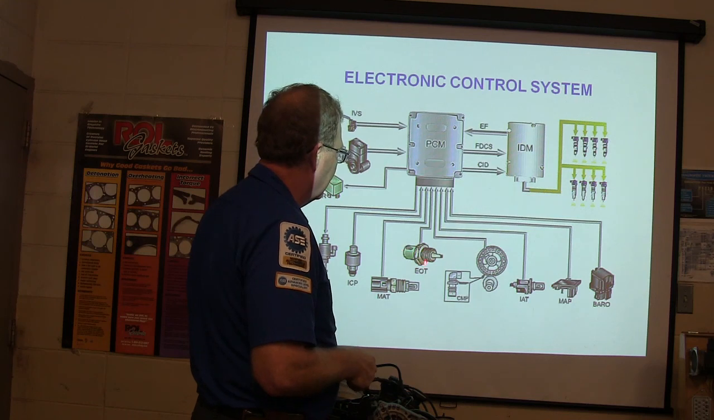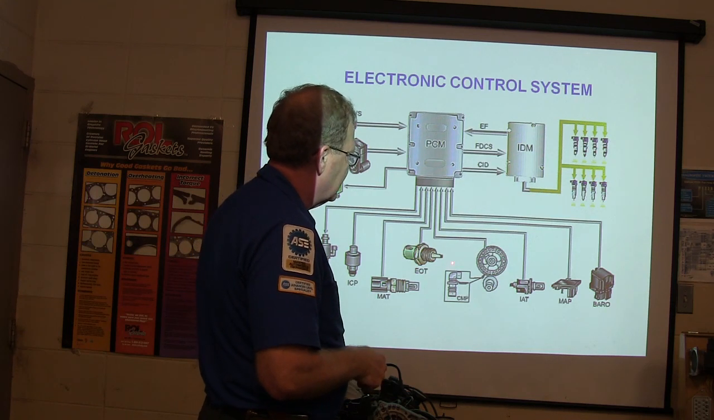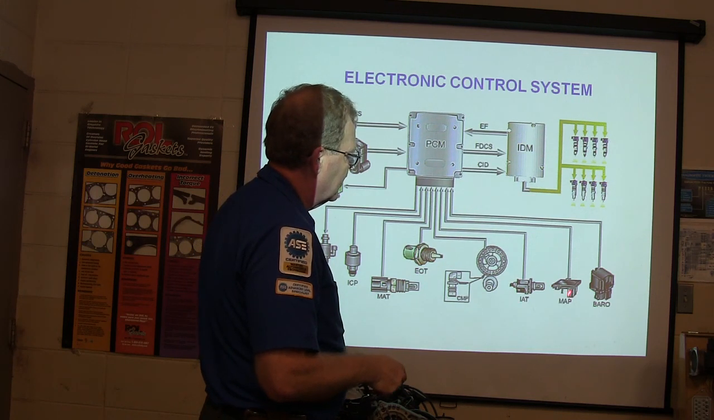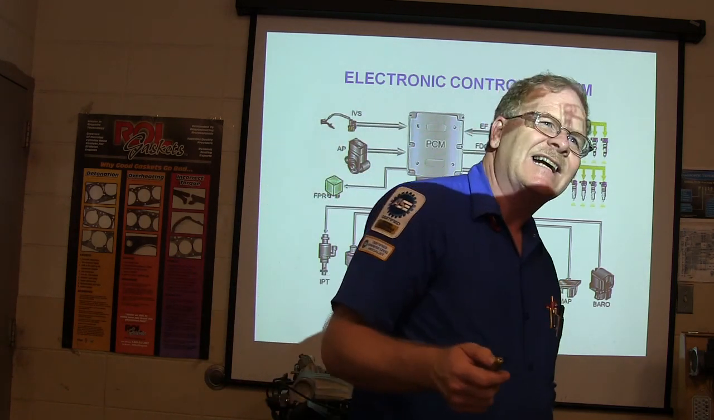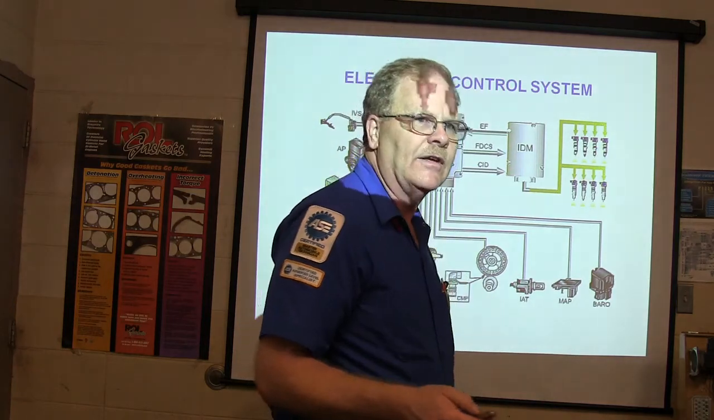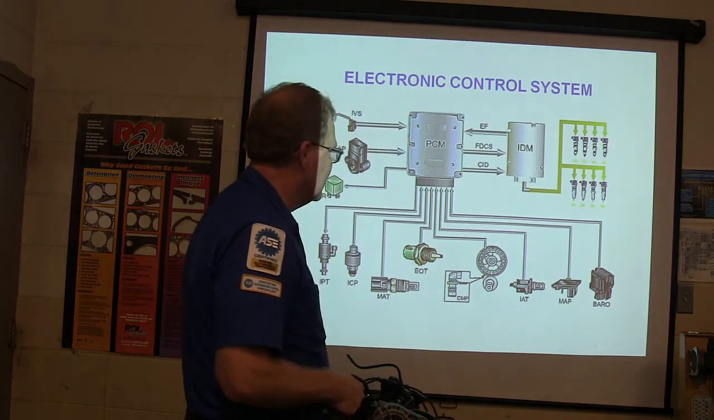I'm seeing engine oil temperature, I'm seeing cam position, I'm seeing intake air temperature, manifold absolute pressure. You're not seeing crank position, are you? Because it ain't got that. It doesn't read that, not on this one. What else are you missing?